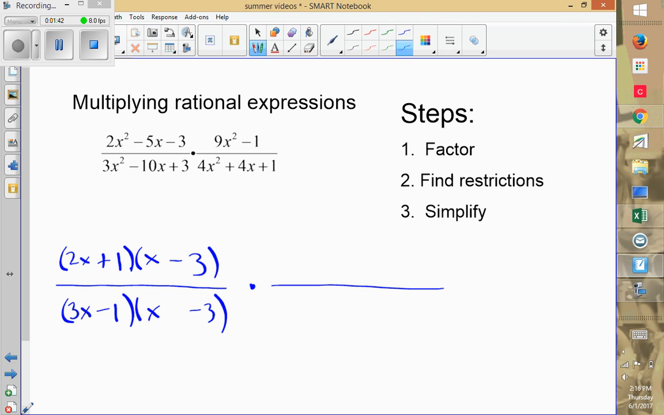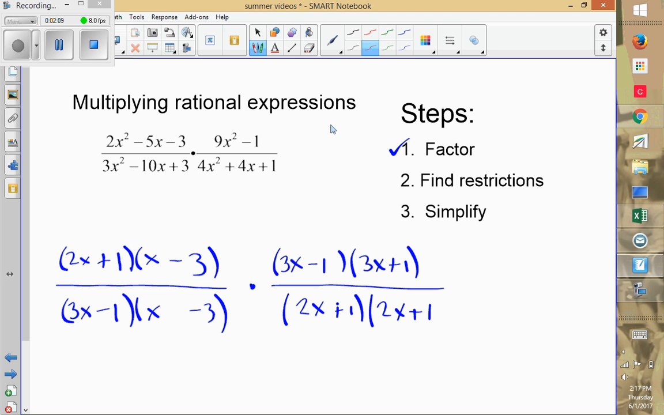The top of the second fraction is a difference of squares. 9 is 3 squared, so 3x minus 1 and 3x plus 1. And what multiplies to 4 and adds to 4 would be 2 and 2. So we have 2x plus 1 and 2x plus 1. So that's step 1. Step 2 would be to look at our denominators.